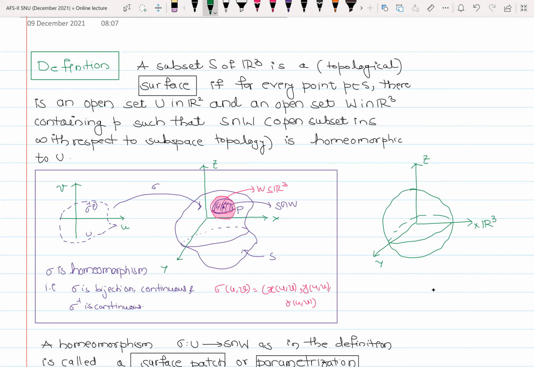But these surfaces are two-dimensional objects lying inside a three-dimensional space. Suppose this is my surface S, and I want this to be a two-dimensional object. Can a two-dimensional object be open inside R3? Is a sphere open inside R3? No, right? That is correct.